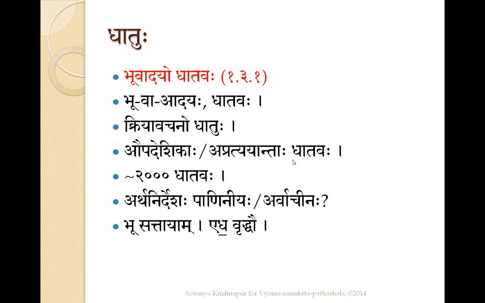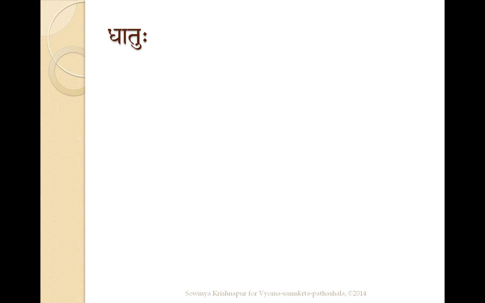ete औपदेशिकाः अथवा अप्रत्ययान्ताः धातवः भूवादयो धातवः इत्यनेन धातुसंज्ञां प्राप्नुवन्ति. धातुसंज्ञाविधायकम् अपरमपि सूत्रमस्ति सनाद्यन्ता धातवः इति. तृतीयाध्याये प्रथमपादे 32तमम् इदं सूत्रम्. सनाद्यन्ताः धातवः इति पदद्वयम्. सनाद्यन्ताः iti prathama bahuvachanam dhatavah ityapi. So this is the second sutra which defines a dhatu.